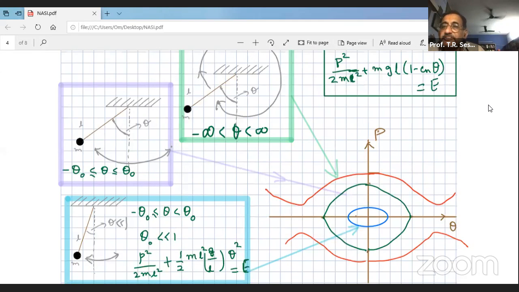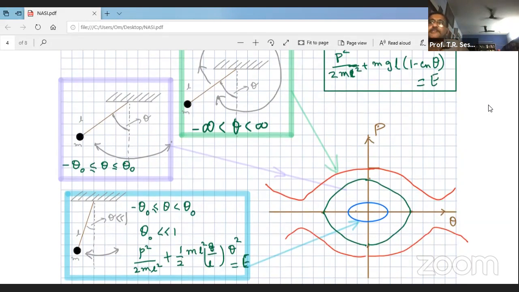Now if I plot this in p theta, this is the equation of an ellipse, exactly the same one which I did in the simple harmonic oscillator. And this again shows that for small oscillation, the pendulum actually undergoes a simple harmonic oscillation. So I have shown it by the light blue arrow. So in that approximation it is actually an ellipse.